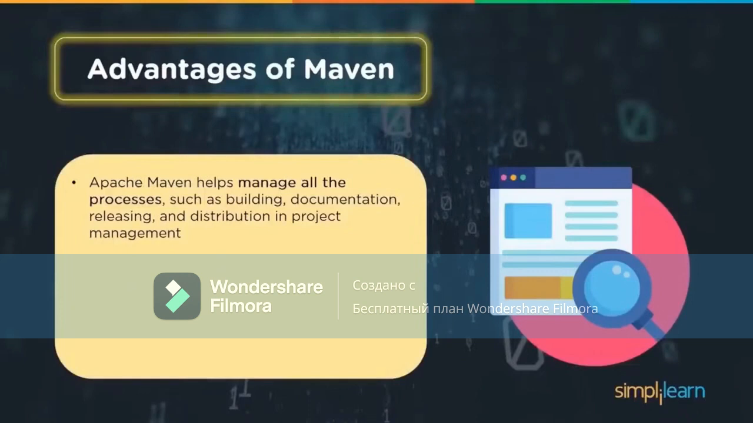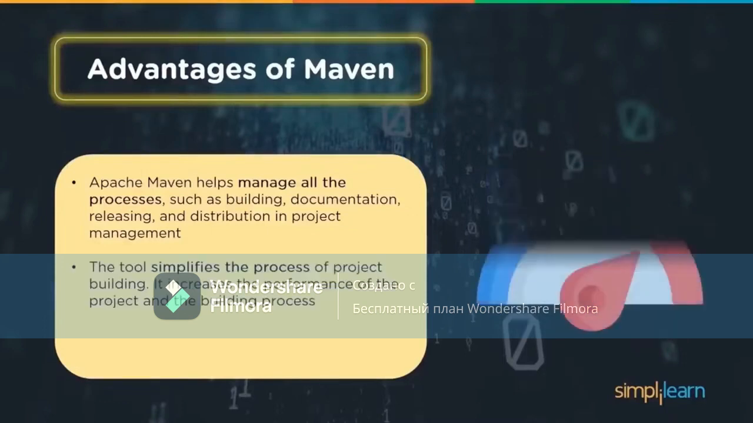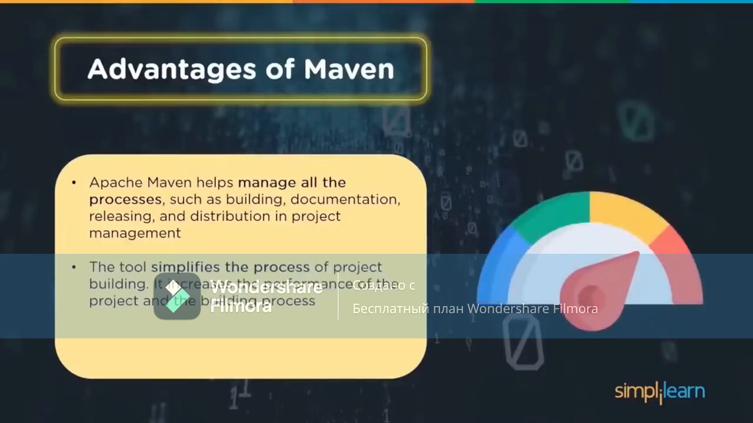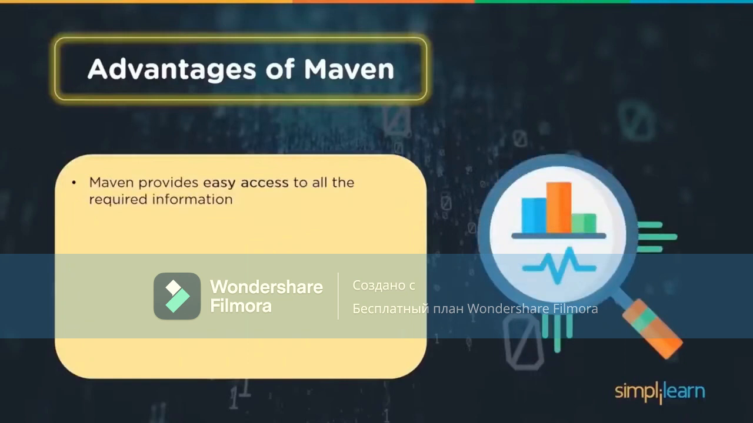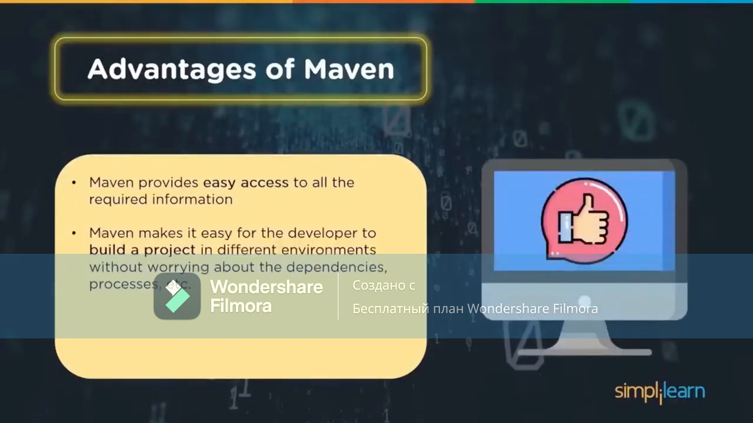The first one is that Apache Maven helps manage all the processes such as building, documentation, releasing, and distribution in project management. The tool simplifies the process of project building. It increases the performance of the project and the building process altogether. And the task of downloading jar files and other dependencies is also done automatically. We don't have to indulge in any kind of manual download. Maven provides easy access to all the required information. Maven makes it easy for a developer to build a project in different environments, so we don't have to worry about the environment or the infrastructure, nothing is required.